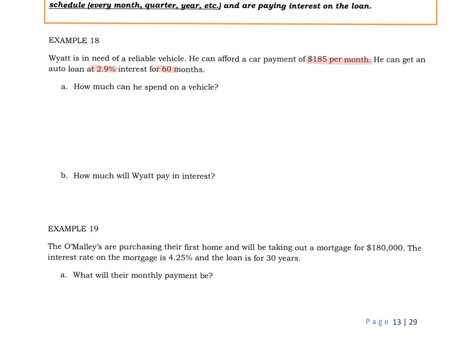The question that is asked of us is A, how much can he spend on a vehicle? So this doesn't sound like a simple interest loan. It is a car loan, so we will need to use the loan formula found on page 13. So he is making, or can afford, I should say, a regular monthly payment of $185 per month.